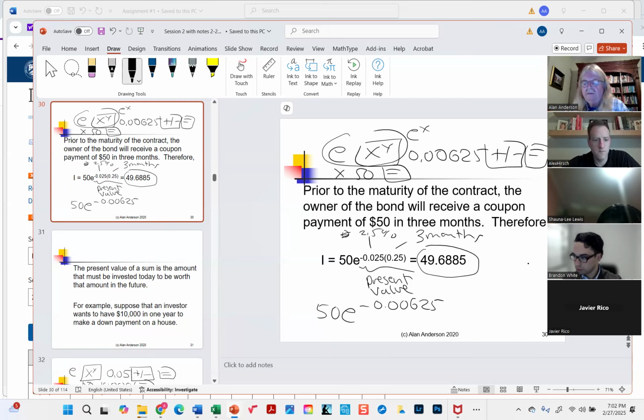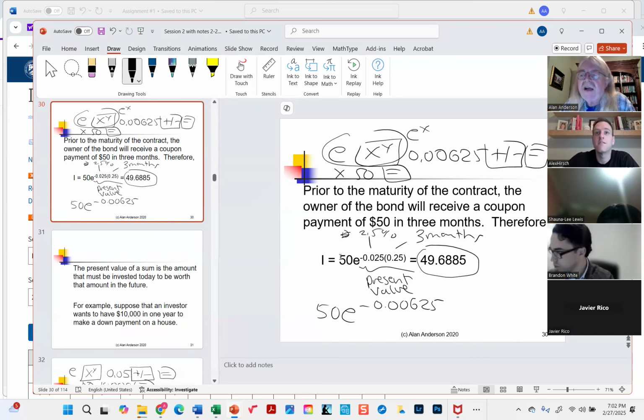The key here is that you have to solve the time and the interest first to get that number. I got 0.9937, et cetera, and then you multiply by 50. So it's just a hair under. It's not a very big difference because it's a small rate of interest. It's only 3 months and it's only $50. But that is what that coupon is worth to us now.